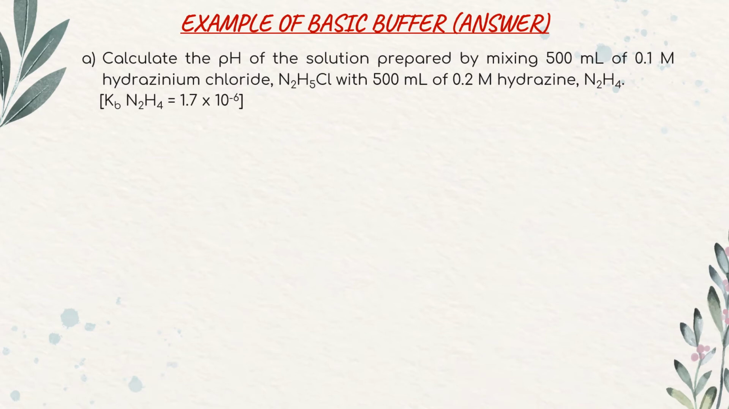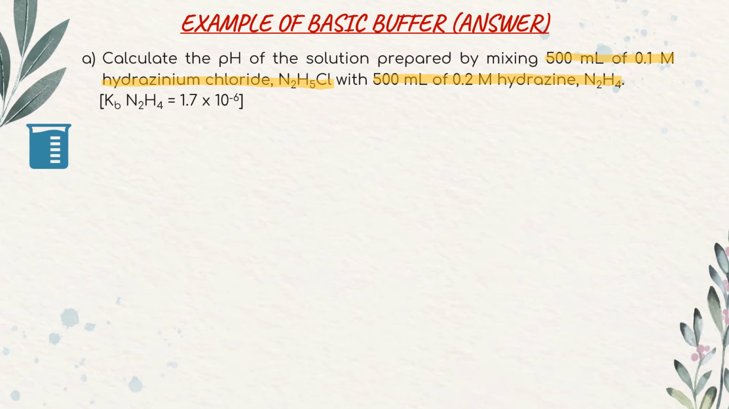As you can see, we have two solutions here. First, 500 ml of 0.1 molar hydrazinium chloride, N2H5Cl. Then we have 500 ml of 0.2 molar hydrazine solution. So two different solutions with two different concentrations and also different volumes. What I want you to see here is, first, let's identify whether we have a buffer system. So scribble a little: draw a beaker and write what we have.